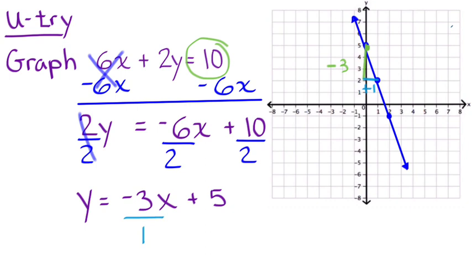But I could have done x and y intercepts as well, right? Because it would work out very easily with this one. When x is 0, y is going to be 5. And when y is 0, x is going to be, oh, you're right, 10/6. I don't want to do that.